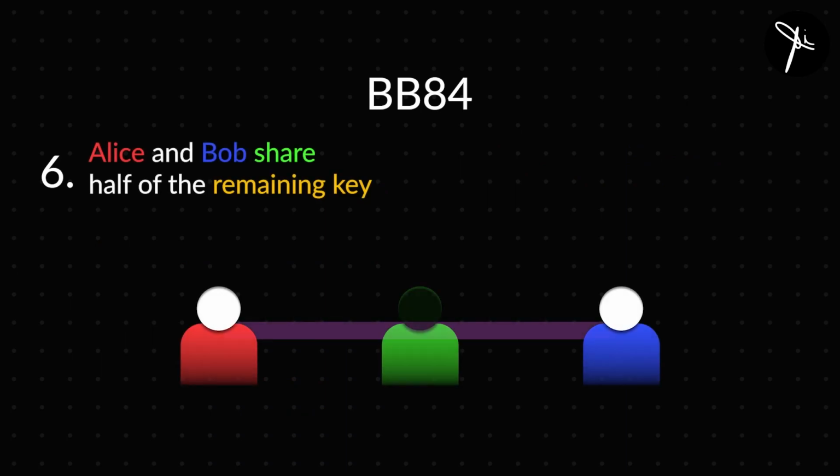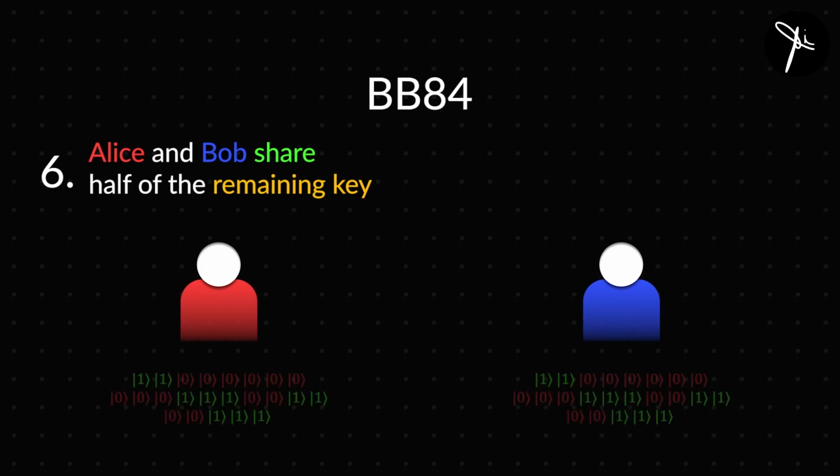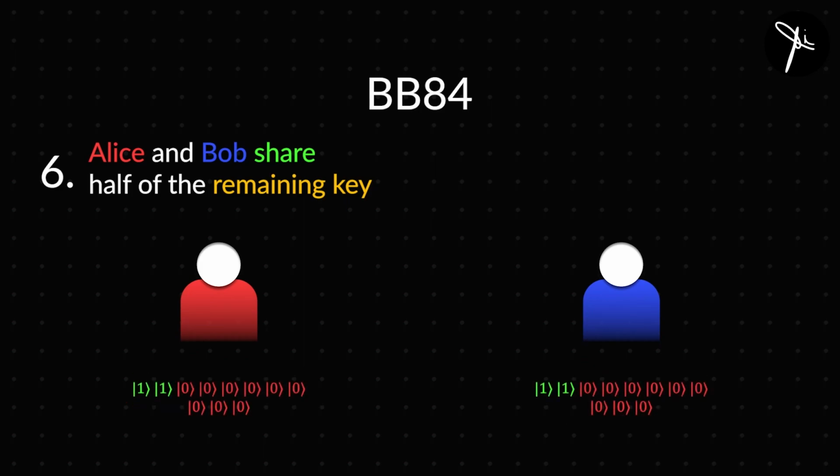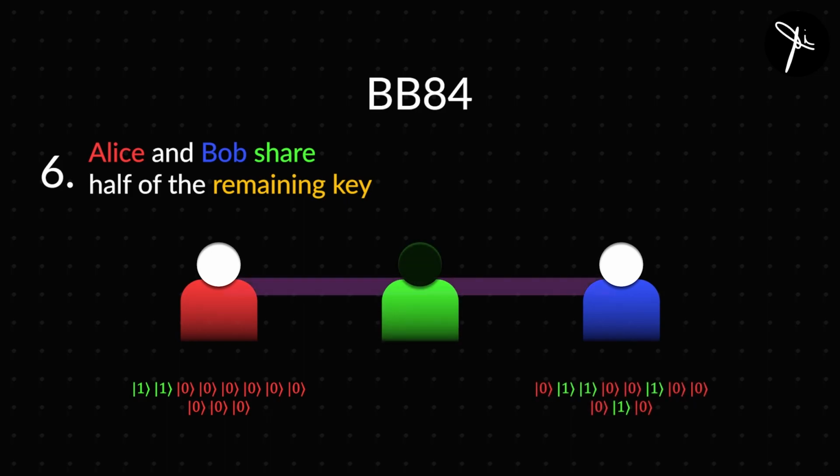In step 6, Alice and Bob verify that no one has eavesdropped on the quantum channel. This step only requires that they compare the first half of the remaining bit strings with each other. If the halves don't match, Alice and Bob can conclude that there was interference.